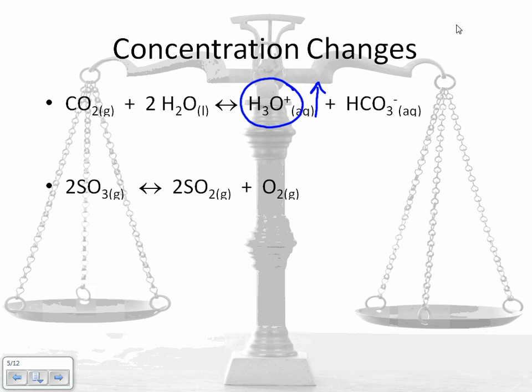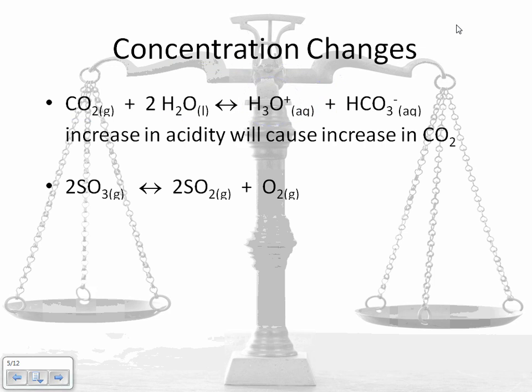So if I make this go higher and I add more acid, what will happen to the rest of the equilibrium? It means the equilibrium is going to shift towards the reactant side, and I'm going to make more CO2 and more H2O. It also means that my concentration of HCO3 is going to go down. So if I increase the acidity, it will cause an increase in CO2 as well as H2O and a decrease in HCO3.